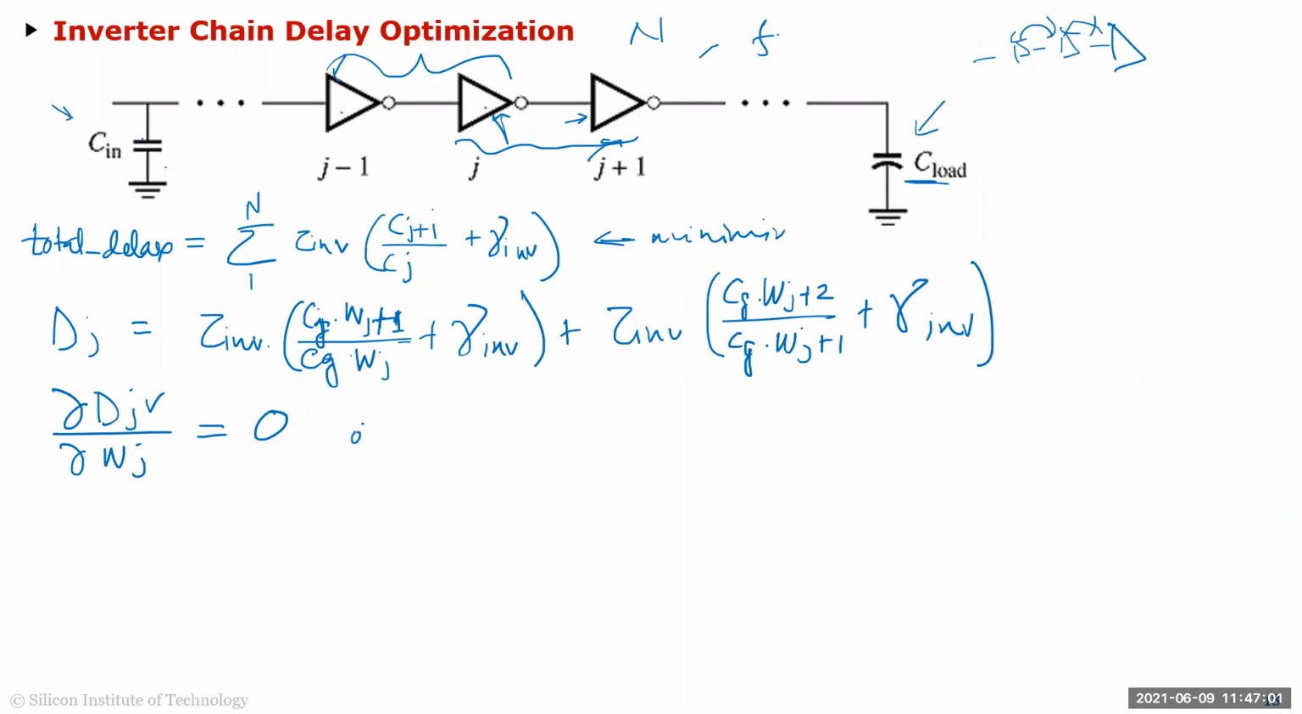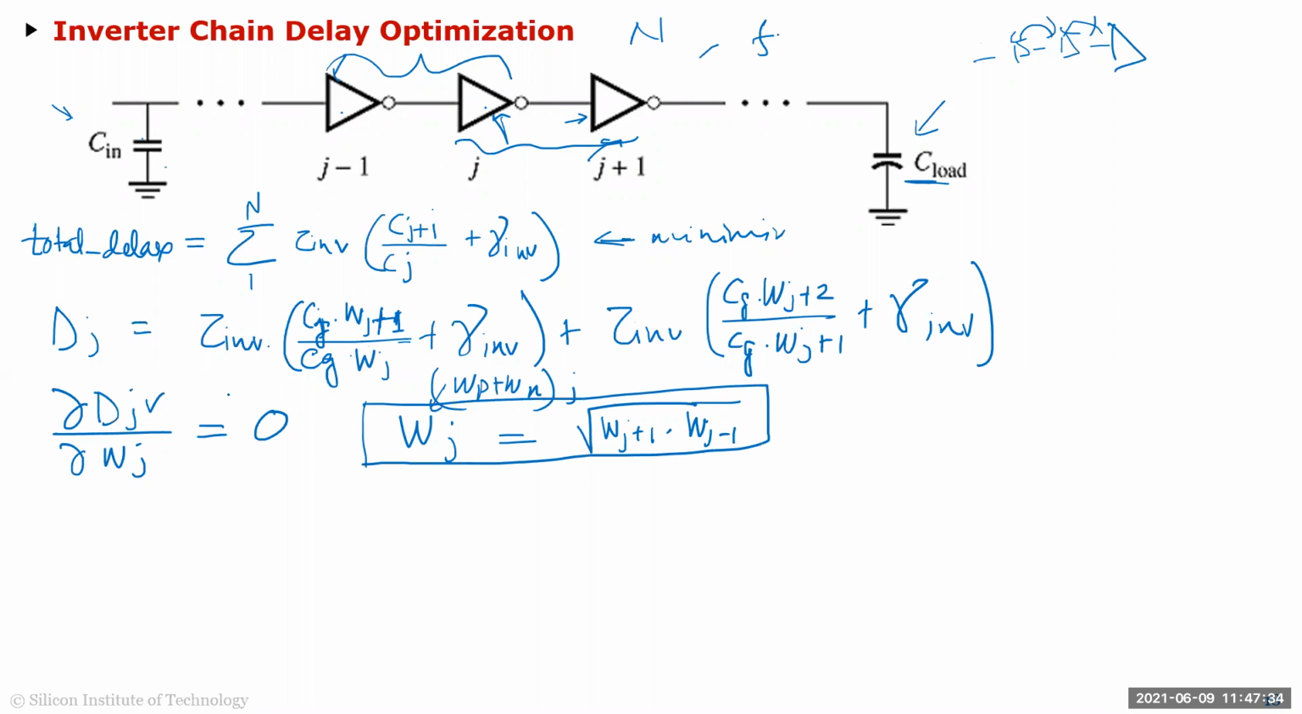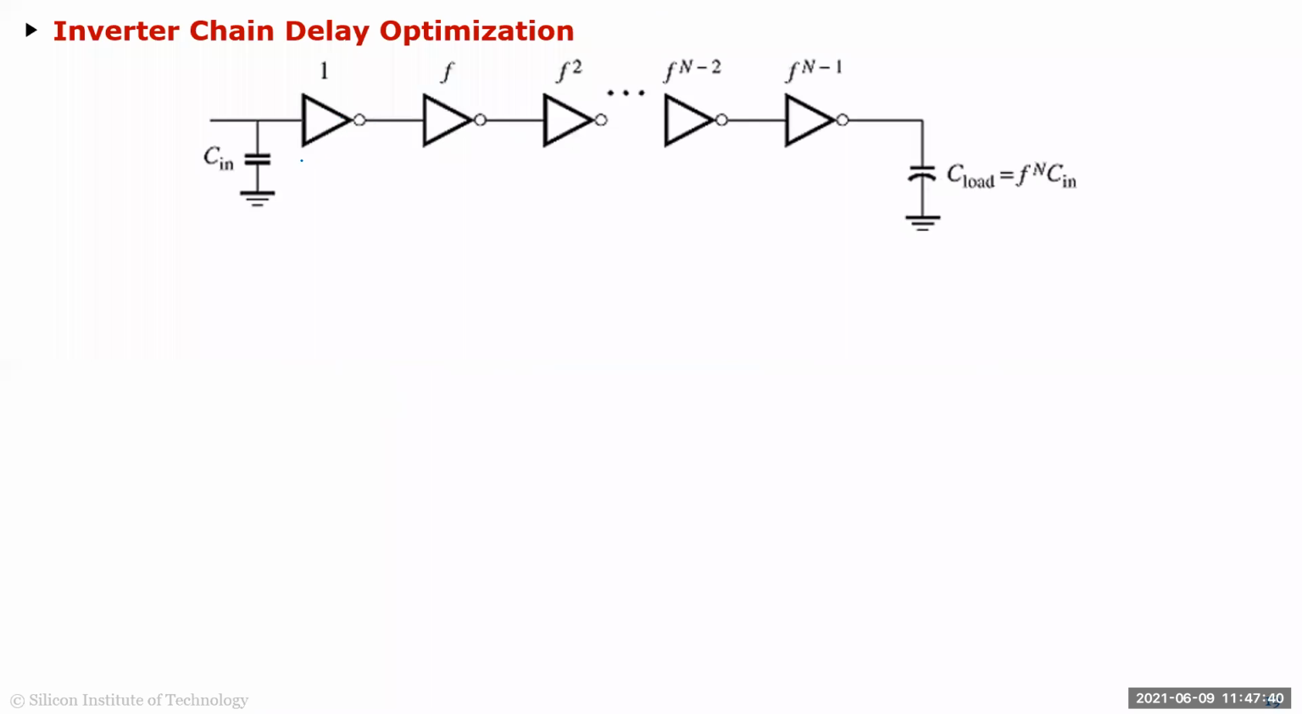One of the interesting results which comes out is that the jth inverter's WJ, which is basically WP plus WN for the jth inverter, is equal to the geometric mean of the W of the inverter in front of it and the W of the inverter behind it. Okay, so this is what you'll get if you followed this derivation. And one way to do this is to size the inverters in this fashion.